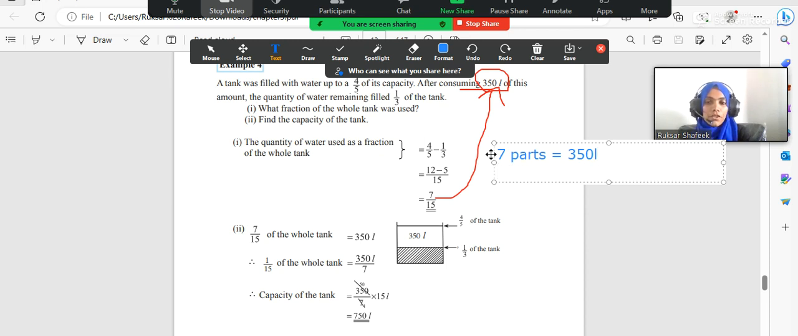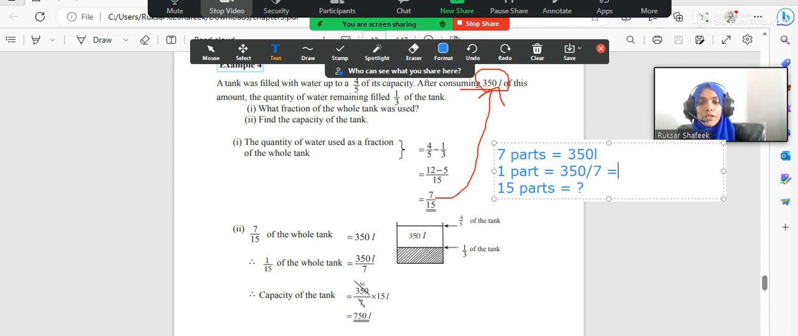But what are they asking us to find? The entire capacity, which is 15 parts in total. This is our question. We don't know how much the 15 parts equals to. But to find that, we can find 1 part, which is equal to 350 divided by 7. So I can divide 350 by 7, which is equal to 50 liters. So 1 part is equal to 50 liters.